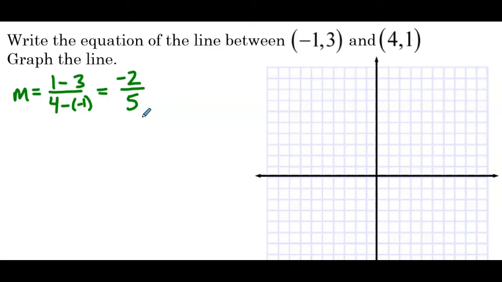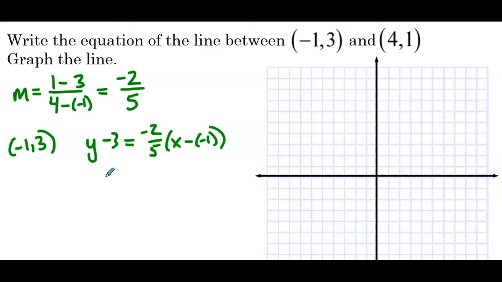So for point-slope form, we need a point and a slope. We already have our slope, and we have 2 points here, so the decision is ours. We can write the equation using either point. Let's say we use (-1, 3) as our point. So we'd have y minus 3 equals -2/5 times x minus -1, which becomes y minus 3 equals -2/5 times x plus 1.